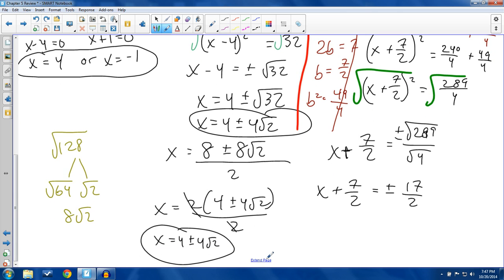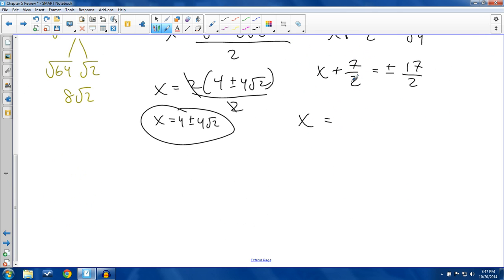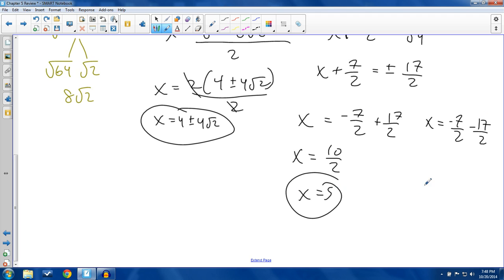So now, this can break into two equations. When I subtract this negative 7 halves, it's either x equals negative 7 halves plus 17 over 2, or x equals negative 7 halves minus 17 over 2. So that is either x equals 10 over 2, so x equals 5, or x equals negative 24 over 2, so x equals negative 12. All right, now we got full integer answers, so you start and sit and say, wait a second, we could have solved this by factoring. Well, yeah, you could have.